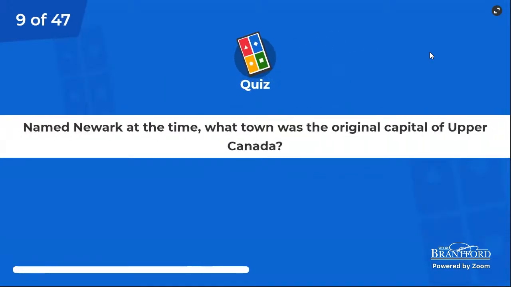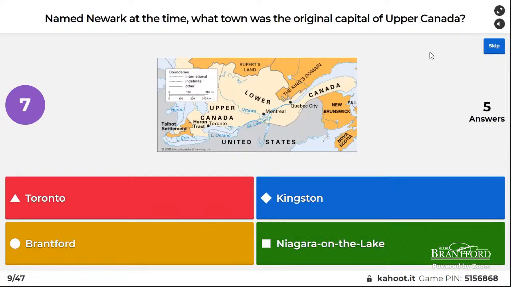Named Newark at the time, what town was the original capital of Upper Canada? Is it Toronto, Kingston, Brantford, or Niagara-on-the-Lake?